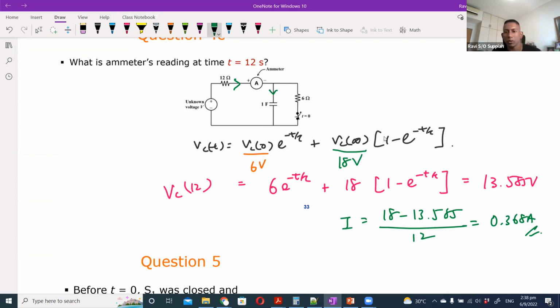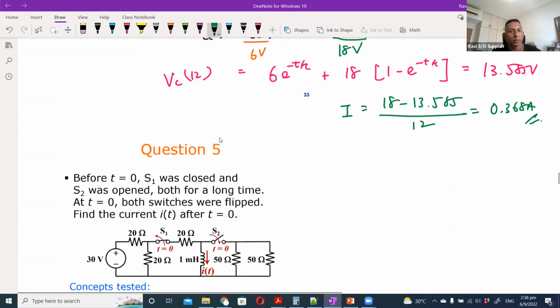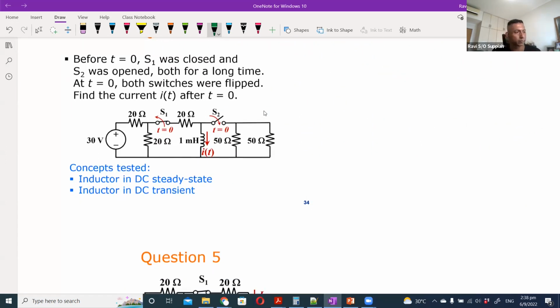Okay, so let's move on to the next. Okay, so we have this circuit here, and we are told that before t equals 0, S1 was closed and S2 was open for a long time. And then at t equals 0, both switches are flipped. Okay, so let's do this step by step.